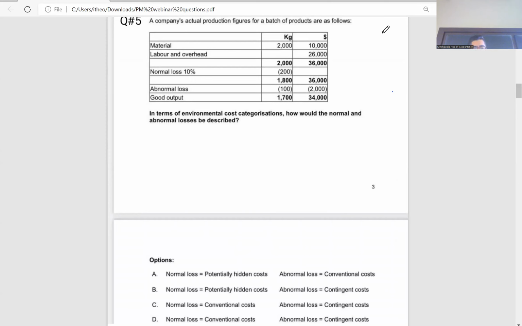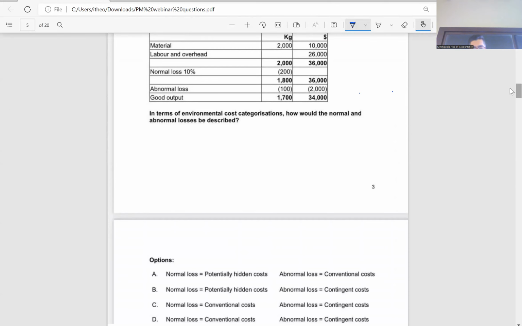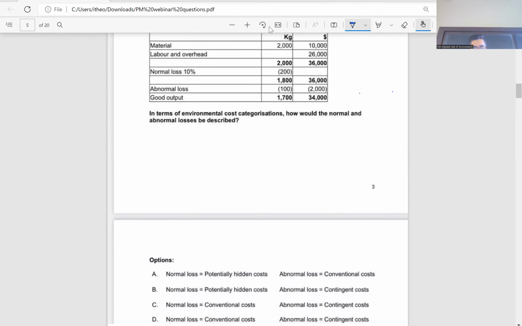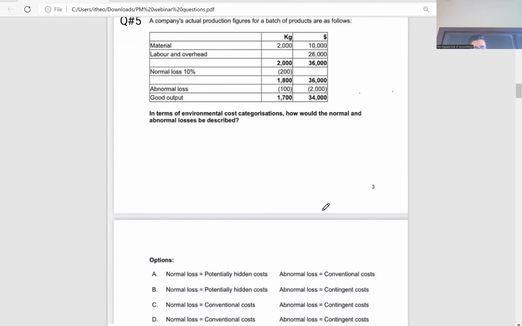A company's actual production figures are as follows. Material 2000 kgs, cost is 10,000, labor and overheads are 26,000, then 2000 kgs cost is 36,000. There is a normal loss of 10%, then there is an abnormal loss, and then there is a good output. This is how it works: you input material, labor, then there is a normal loss, then there is an abnormal loss. In terms of environmental cost categorizations, how would the normal and abnormal losses be described?